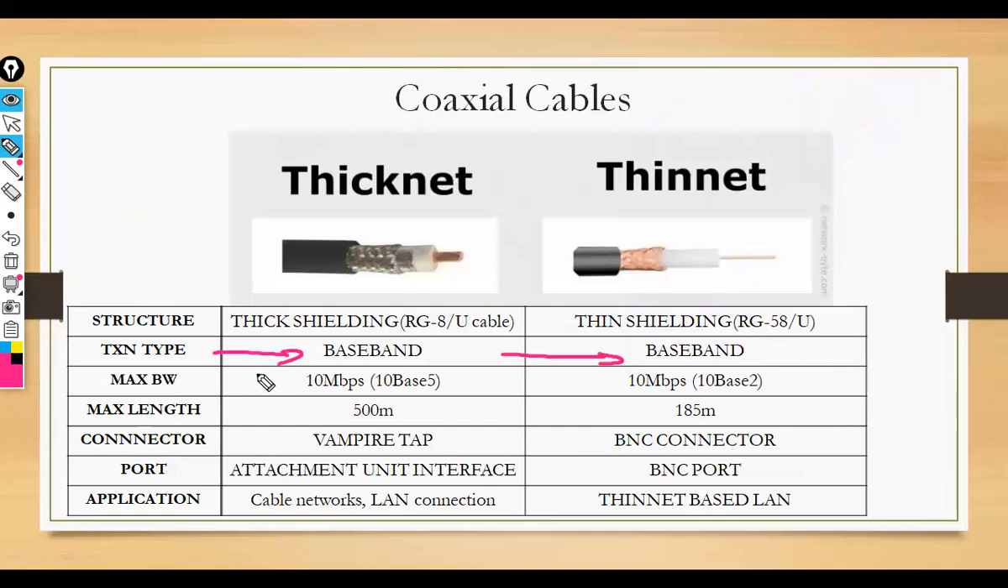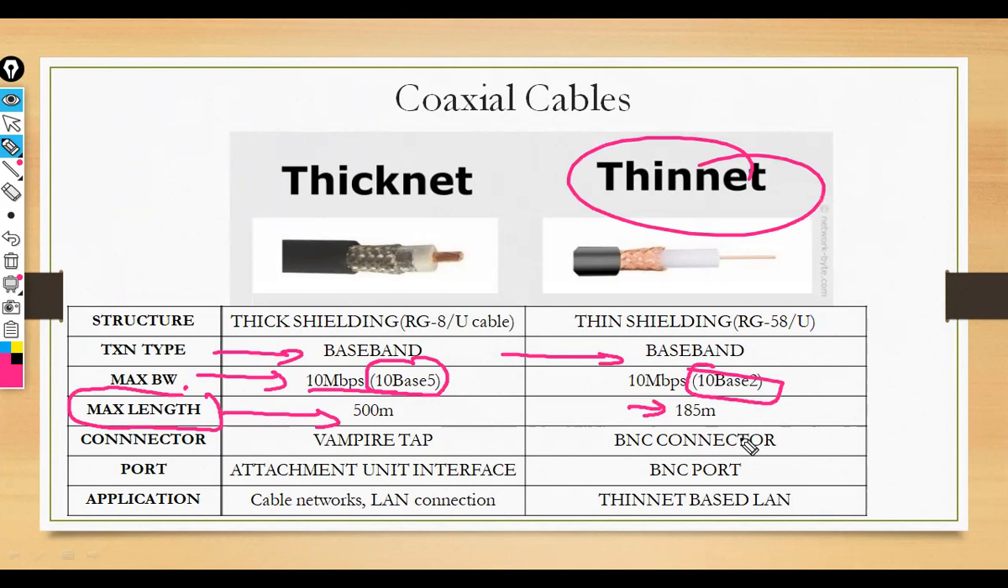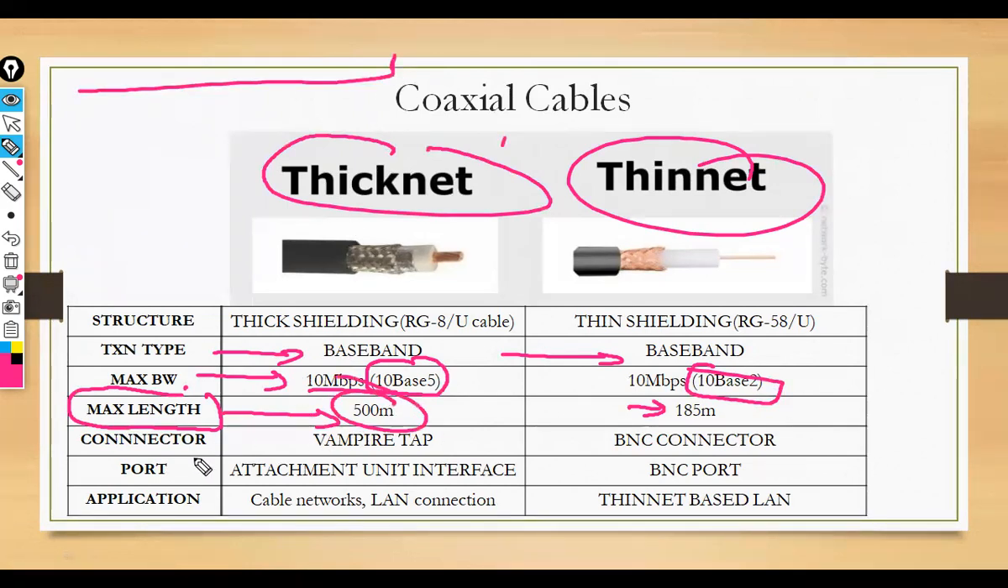Now, the maximum bandwidth is 10 Mbps. You might be wondering what 10 base 5 and 10 base 2 mean; I'll tell you. But before that, the maximum length for thick net is 500 meters and for thin net it is 185 meters. So if it's a thick net cable, you can continuously lay the cable up to 500 meters maximum, and for thin net up to 185 meters.